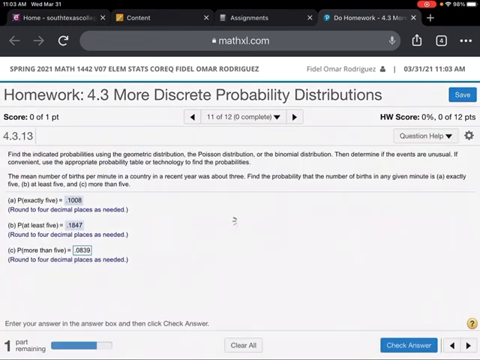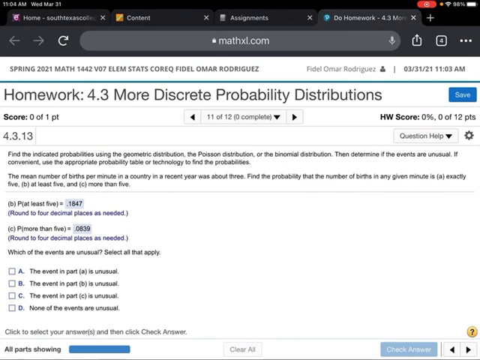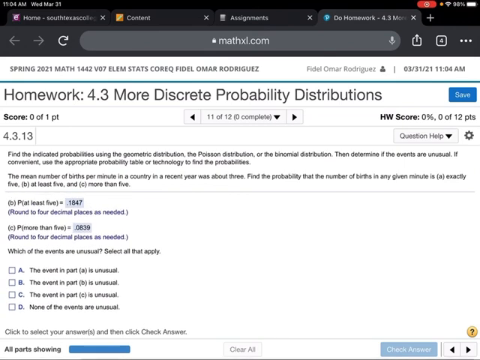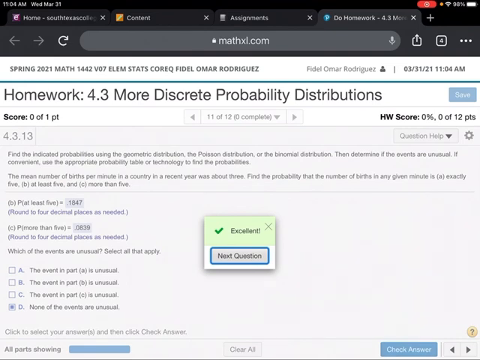And okay. So now we want to figure out, are any of these events unusual? So it's unusual when my number is smaller than 0.05. And so if you look at the first one is 0.1008, so that's not smaller than 0.05. Part B is 0.1847. No, I need something smaller than 0.05. None of the events are unusual. Part C almost, because it's 0.08, it had to be smaller than 0.05. So I'm going to select D, and there we go, right? So guys, this here was number 11 out of 4.3. I hope it helps.